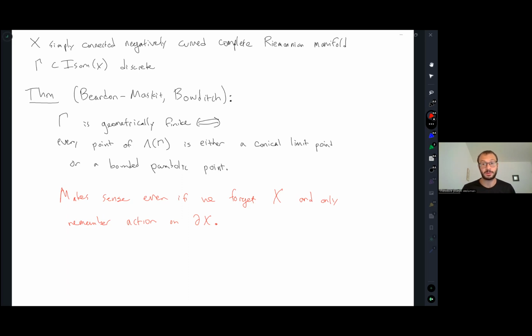Okay, so that's the end of the introductory talk. In part 2 of the talk, the goal is to apply this characterization of geometrical finiteness to provide a way to actually construct more examples of geometrically finite groups, given a pair of groups that you already know are geometrically finite.